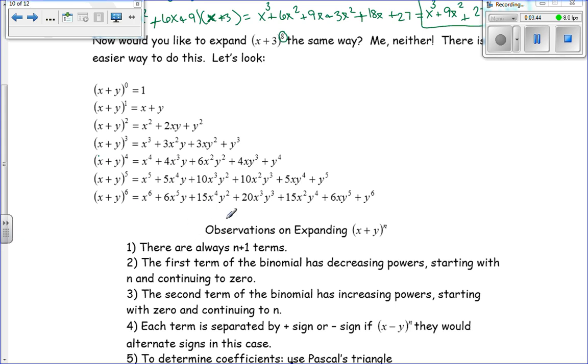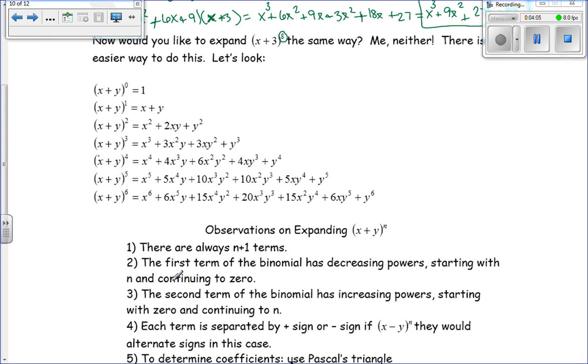The first term of the binomial has decreasing power starting with n and continuing down to 0. So let's look at this one here. My first term is x to the 6th, 5th, 4th, 3rd, 2nd, 1st. I don't see x to the 0 here, and anything to the 0 power is 1, so you wouldn't write it down.